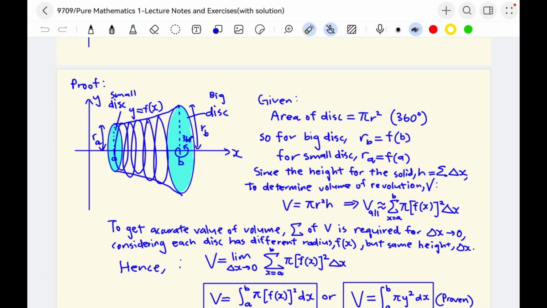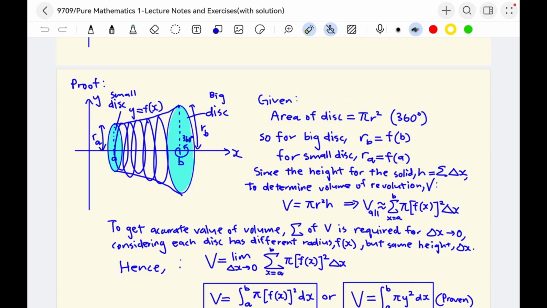Without considering the entire solid, let's look at a disk only. A disk is geometrically a circle. So what is the area of the circle? Of course, everyone knows that it is pi r squared, in 360 degrees. So this is the area of a disk in general.